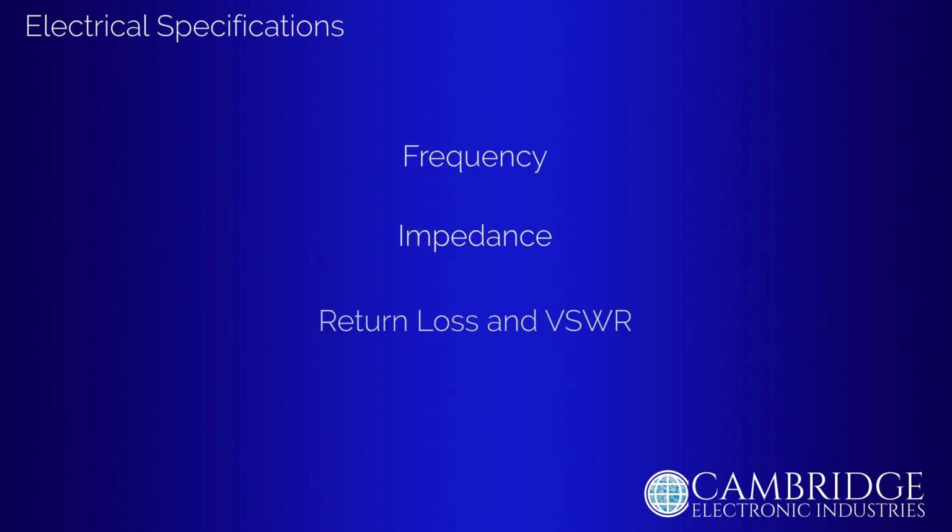There are three main electrical specifications reviewed by RF engineers. These are frequency, impedance, and return loss or VSWR.